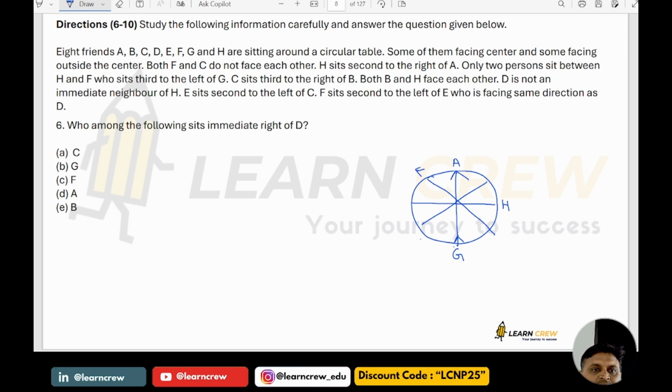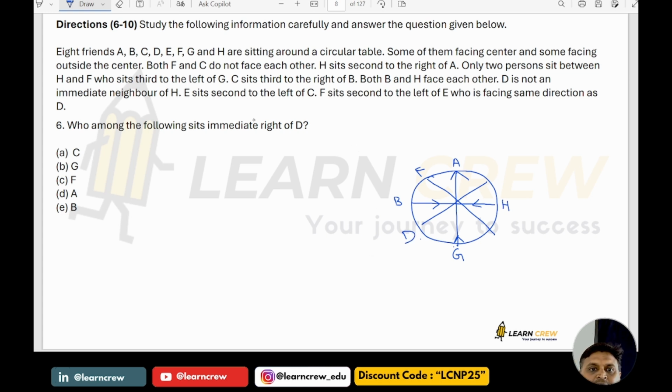Now what else do we have? C is third to the right of B. Both B and H face each other. B and H face each other means one is facing inside, the other is facing outside. We don't know who, both are facing inside. D is not an immediate neighbor of H, so D cannot be here, D cannot be here. The option for D is this one.